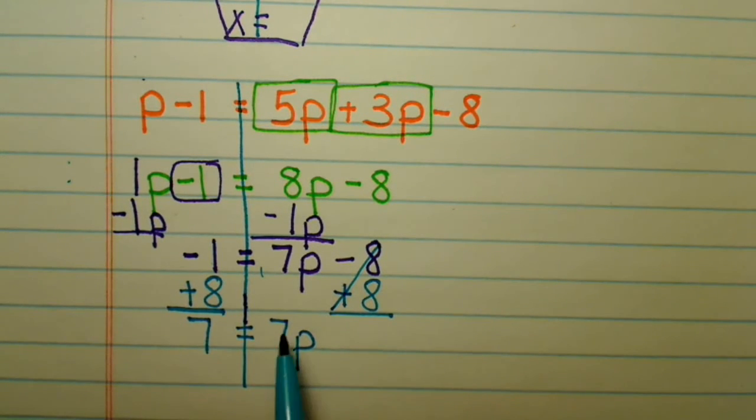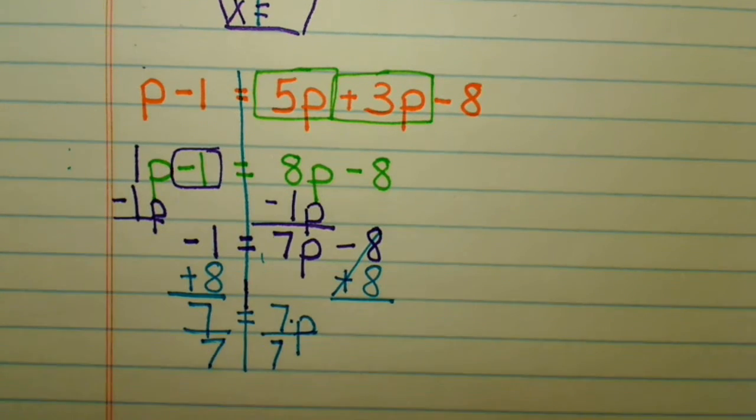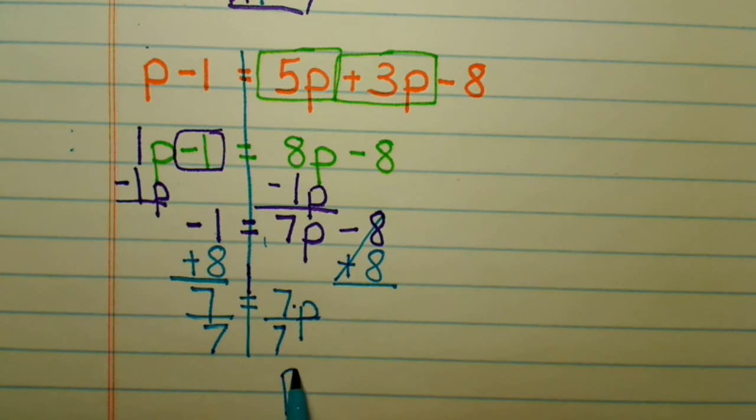And look, I'm on my very last step. I want to isolate that variable p. So it's 7 times p. The inverse would be to divide. And my final answer is p is equal to 1 because 7 divided by 7 is 1. And there is my answer.